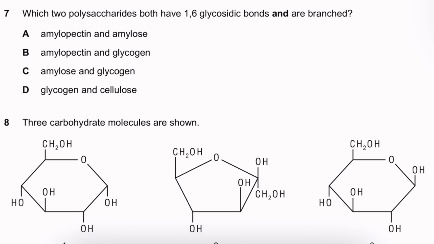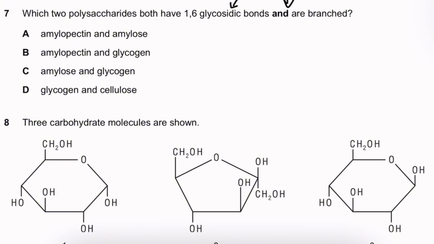Which two polysaccharides both have 1,6 glycosidic bonds and are branched? Okay, two polysaccharides which have both branches and obviously 1,6 glycosidic bonds. You have to know that 1,6 glycosidic bonds mean branches because they only occur when branching happens. So basically, them saying this is enough for them to list branches. Even if you don't see the branches, just the fact that they have 1,6 glycosidic bonds should indicate to you that they are branched.